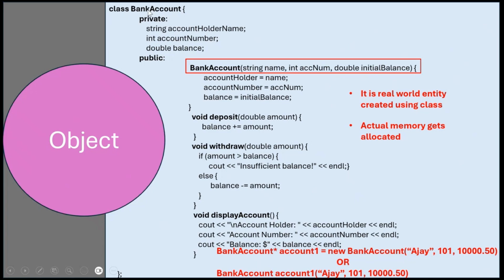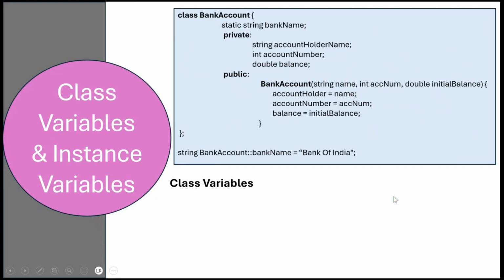The class is a data type here, which is bank account, and account one is a variable of that bank account class type, right? Let's understand the class variables and instance variables. So what are class variables? Class variables are basically the common variables or the global variables which are common across all the objects.